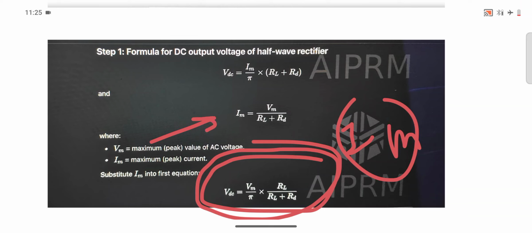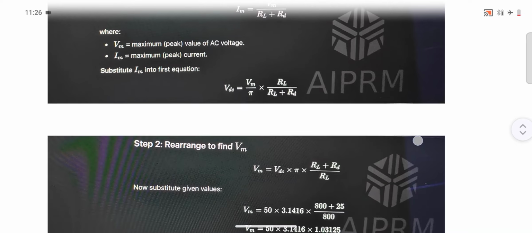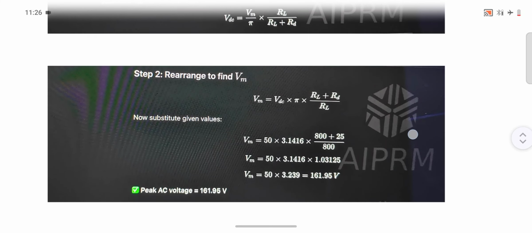Then what does the formula become? I equal to V by R. So here Im equals Vm divided by R. Then this formula becomes. Now we have to rearrange for maximum voltage. Then the formula becomes this one. Now we will substitute all the values, then we will get Vm.